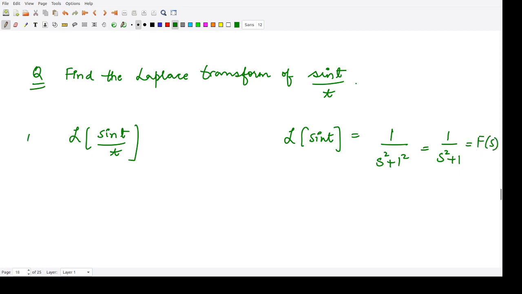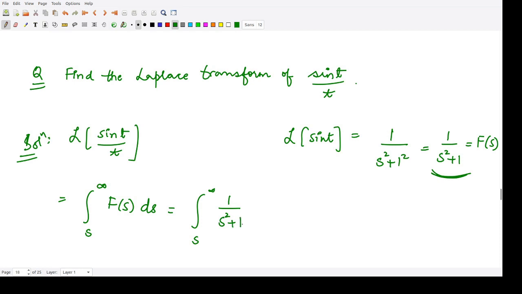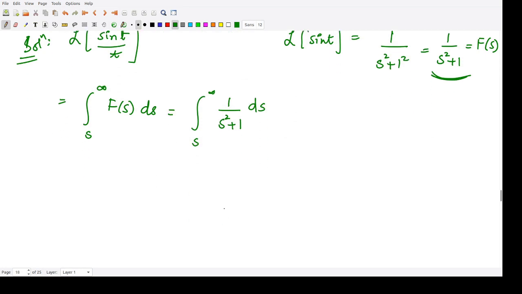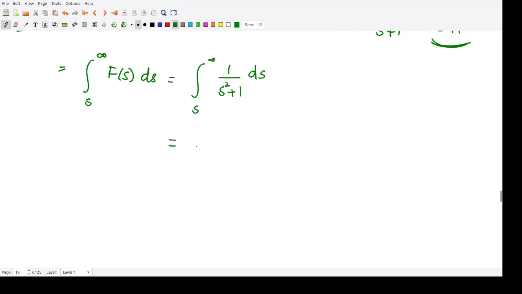Now the Laplace transform of this term would be the integration from s to infinity. Note here that it is not from 0 to infinity, but from s to infinity, of the function F of s ds. And what is this F of s? We just calculated it over here. It is the integral from s to infinity of 1 divided by s square plus 1 ds. So what would be its integration? Its integration would be tan inverse s, and the limits vary from s to infinity.